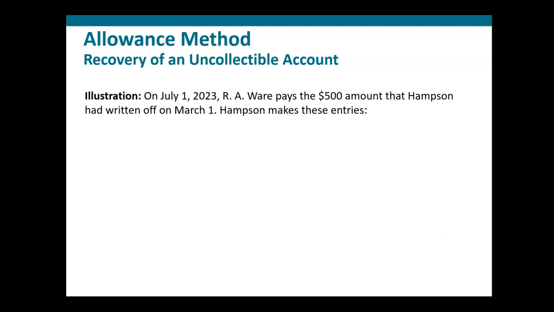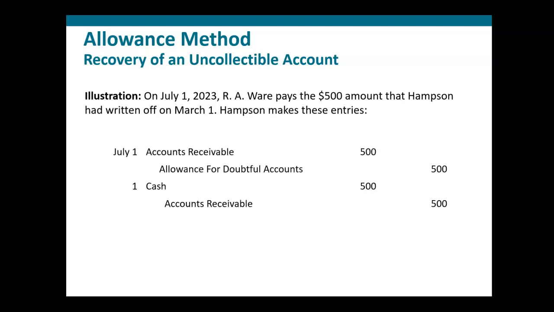If somebody pays back an account that you had previously written off, in this case $500, a little bit later, we'd make two entries. The first entry reinstates the account, so we would debit accounts receivable, credit allowance for doubtful accounts for $500 in this case, and the second entry would be to recognize the receipt of the cash, so you debit cash and then credit accounts receivable.